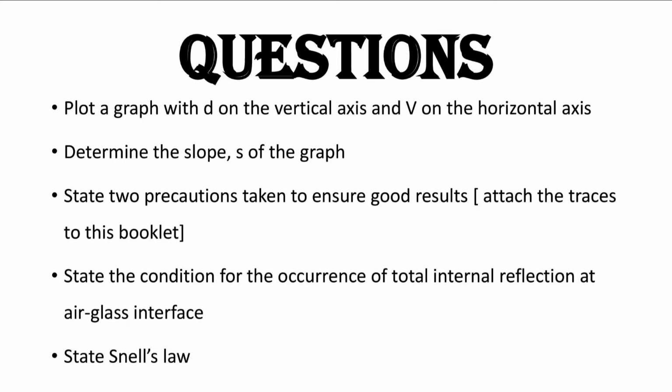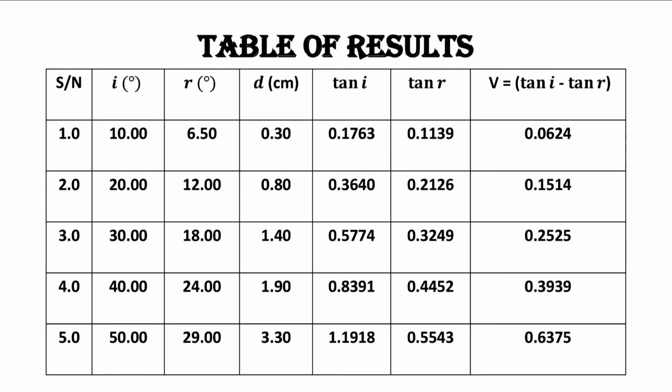Okay guys, having conducted the experiment, we are requested to plot a graph with D on the vertical axis and V on the horizontal axis, and then after that we'll be able to determine the slope S of the graph, while we'll also proceed to state 2 precautions that were taken to ensure good results during the experiment, plus some short answer questions that were asked during the experiment. Now, we've done the experiment together already. Here is what the table looks like.